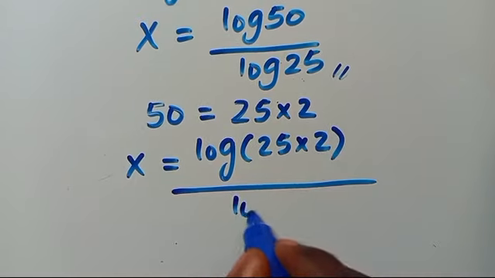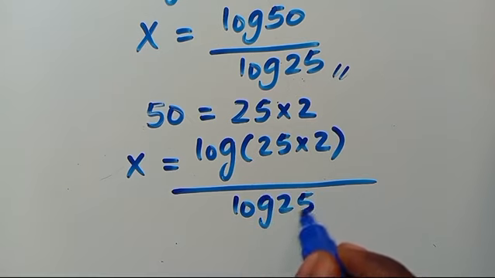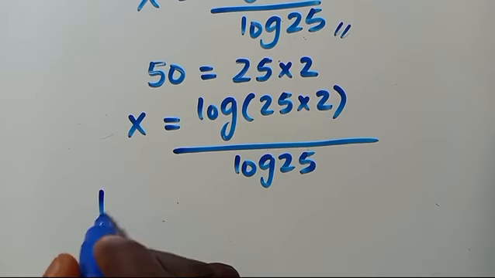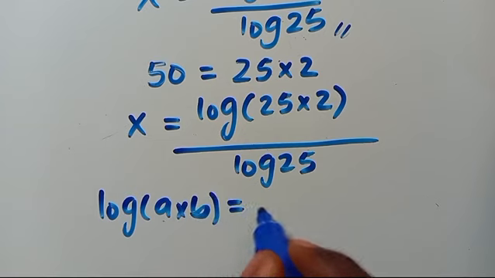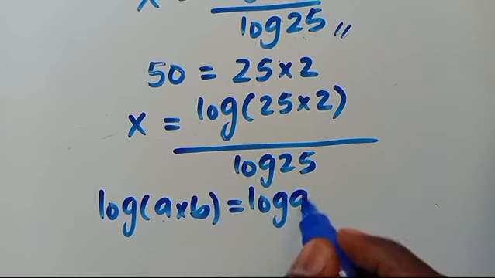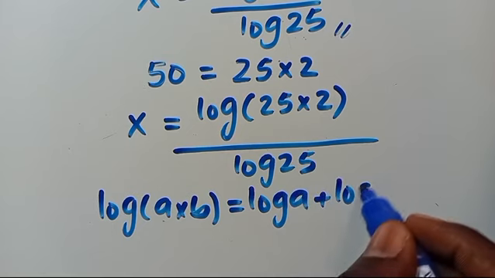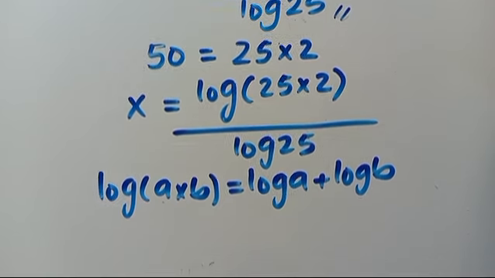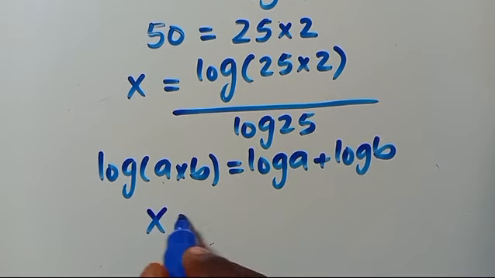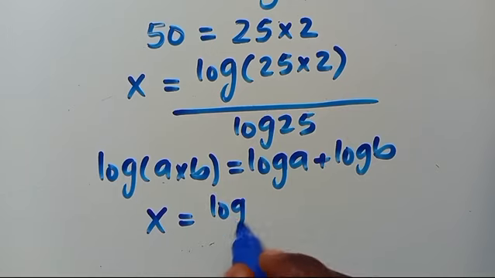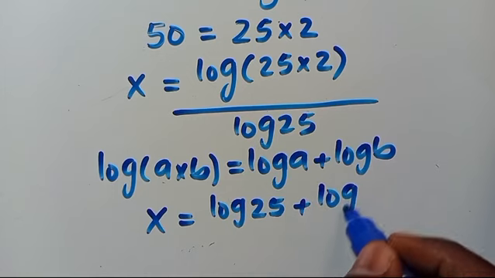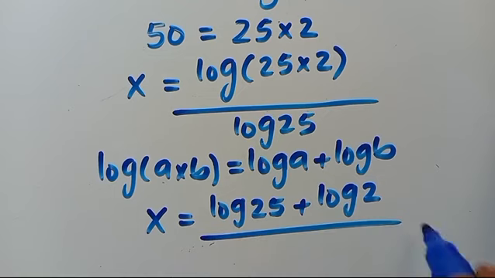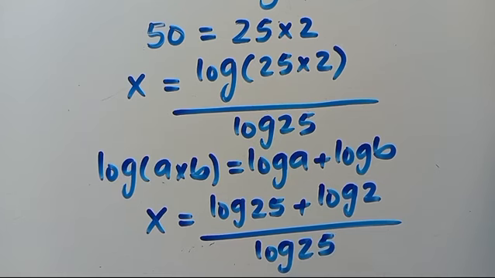over log 25. So when you have log of a times b, it equals log a plus log b. So x will now be log 25 plus log 2 over log 25.